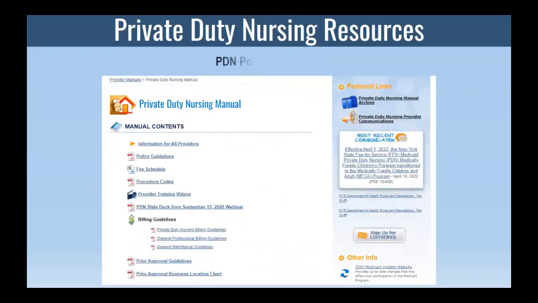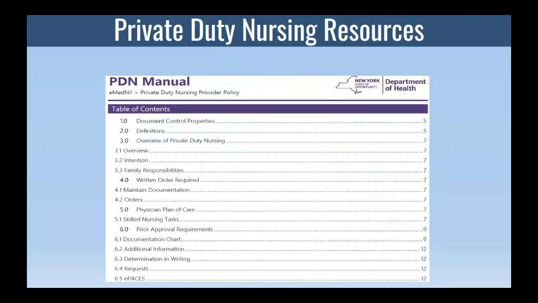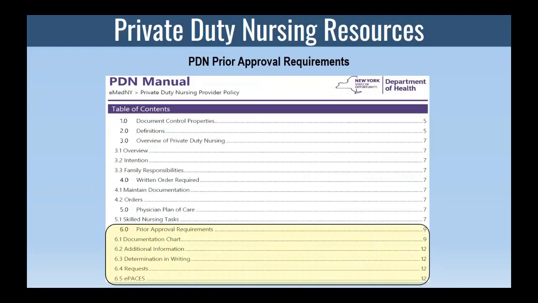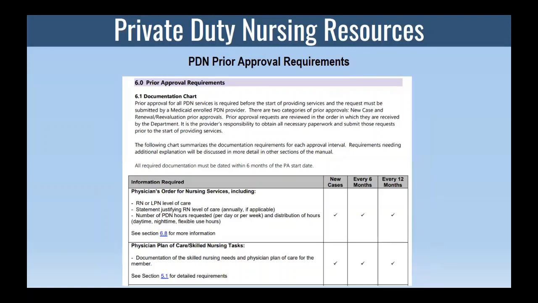The Private Duty Nursing Manual is comprised of several sections. It is important to read each section. The Policy Guidelines section contains detailed information regarding private duty nursing Medicaid policy. Section 6 of the Policy Manual contains important information regarding prior approval requirements. Section 6.1 contains the documentation chart. The chart summarizes the documentation requirements for each approval interval.